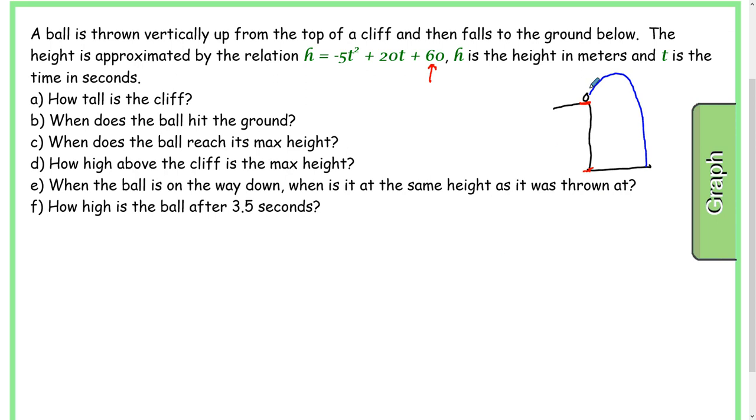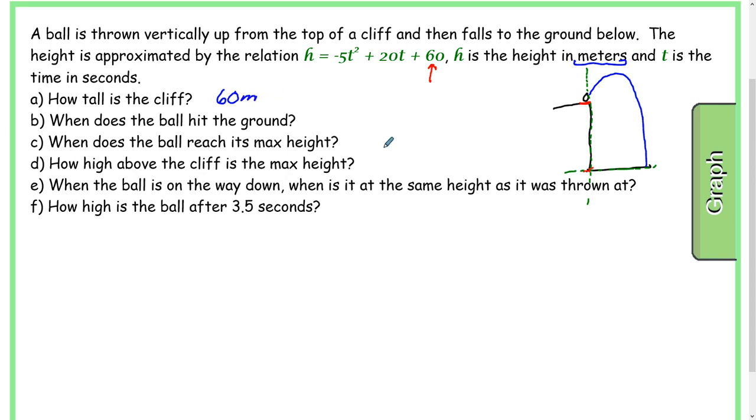What we can do is we can think of this as an axis. There's our axis. So this is our y-intercept. This is our starting point, our initial point of the throw. Which means that how tall the cliff is going to be 60. And then you have to reference the question to figure out how height is measured. In this case, it's measured in meters.